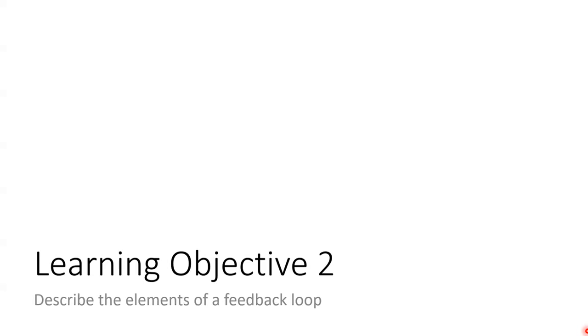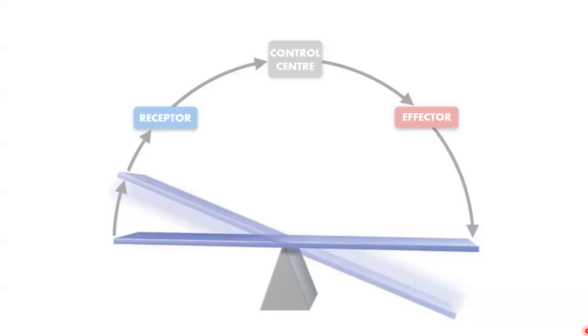So now, how the body maintains or regulates homeostasis is through what we call a feedback loop or a feedback system. So the next learning objective is to describe the elements of a feedback loop. So if we imagine homeostasis as this seesaw, we want it to remain horizontal and stable, but it's going to fluctuate. It's going to go up, it's going to go down. The job of homeostasis is to bring it back to this horizontal, stable level.